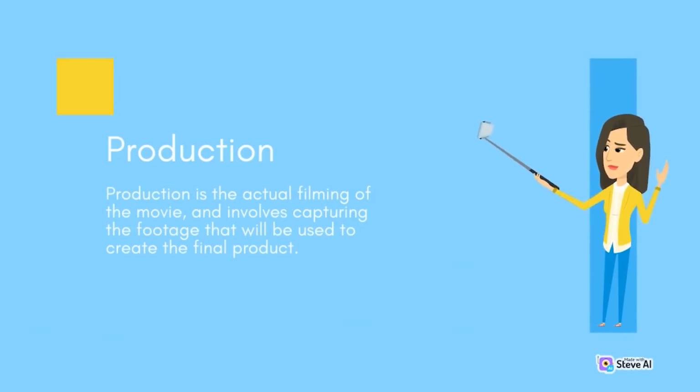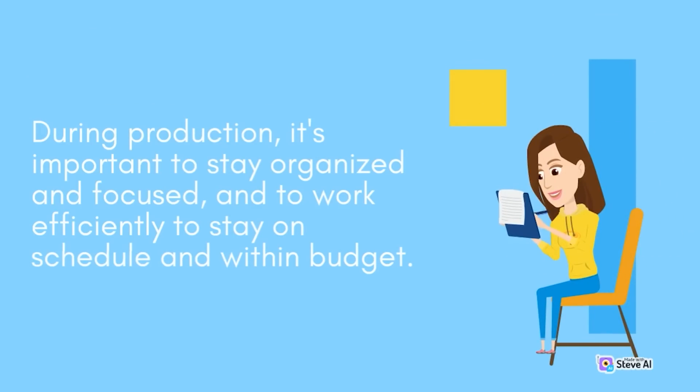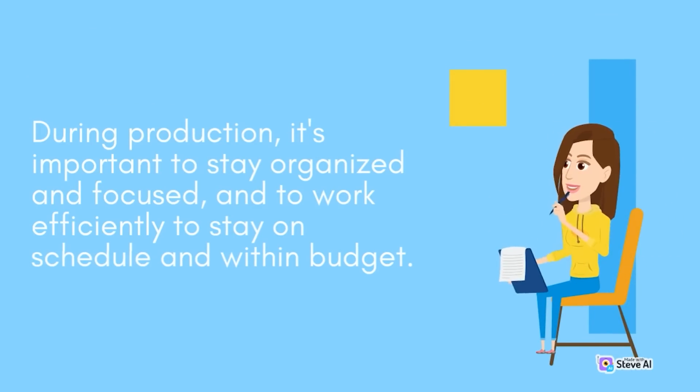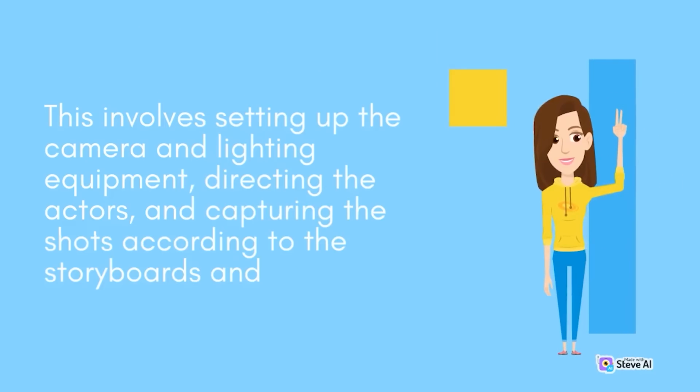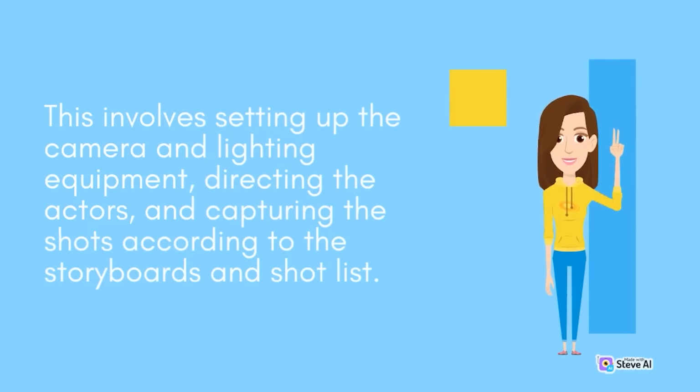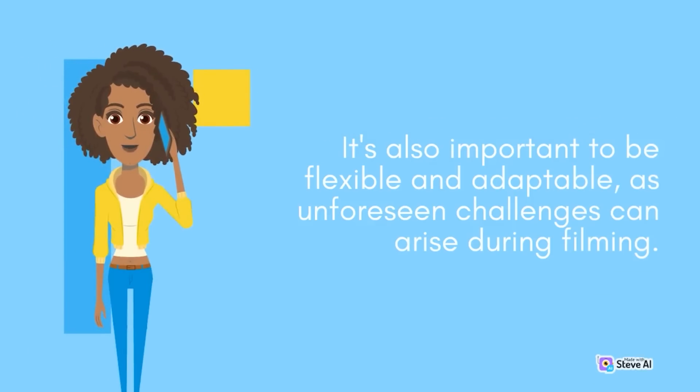Production. Production is the actual filming of the movie, and involves capturing the footage that will be used to create the final product. During production, it's important to stay organized and focused, and to work efficiently to stay on schedule and within budget. This involves setting up the camera and lighting equipment, directing the actors, and capturing the shots according to the storyboards and shot list. It's also important to be flexible and adaptable, as unforeseen challenges can arise during filming.